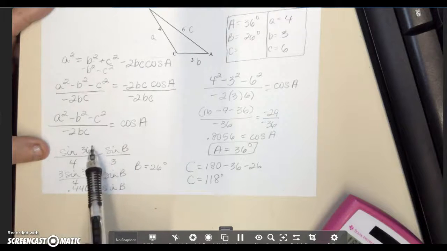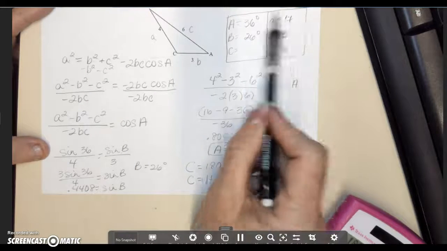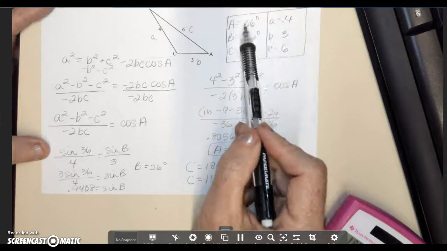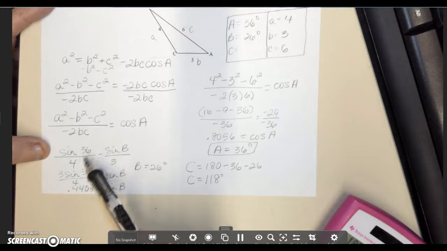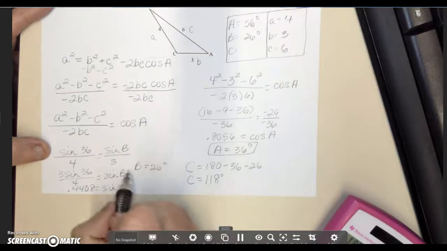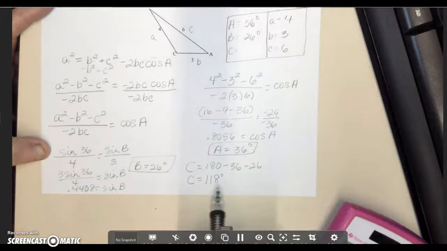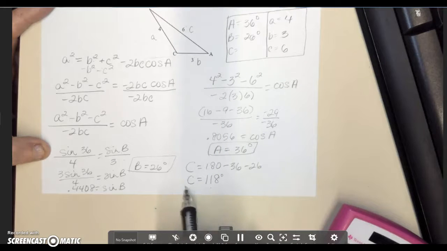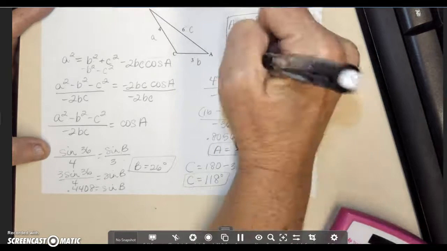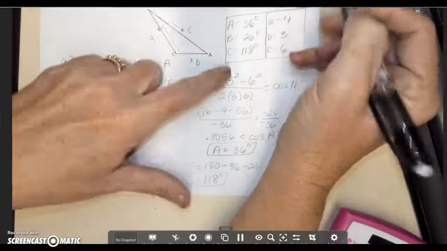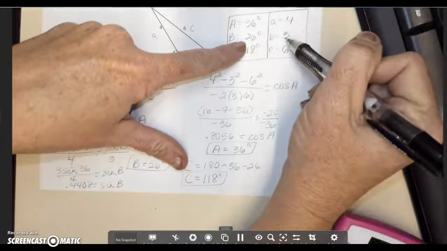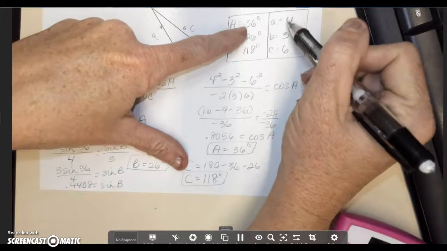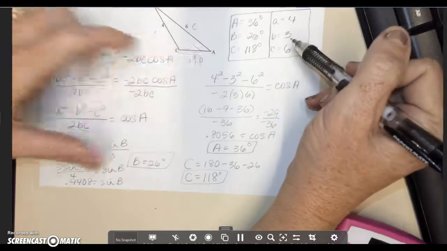Alright, so then I went down here, now I can use my a pair. So sine 36 over 4 can now be my control pair. So I figured out sine of b first, which was 0.4408. And when I did the inverse sine, I got an angle of 26 degrees. And then when I subtract both my a and b from 180, I get a c angle measure of 118. So if we look again, let's make sure our proportions are right. 26 and 3 are the smallest, 36 and 4 are the medium, and 118 and 6 are the top.